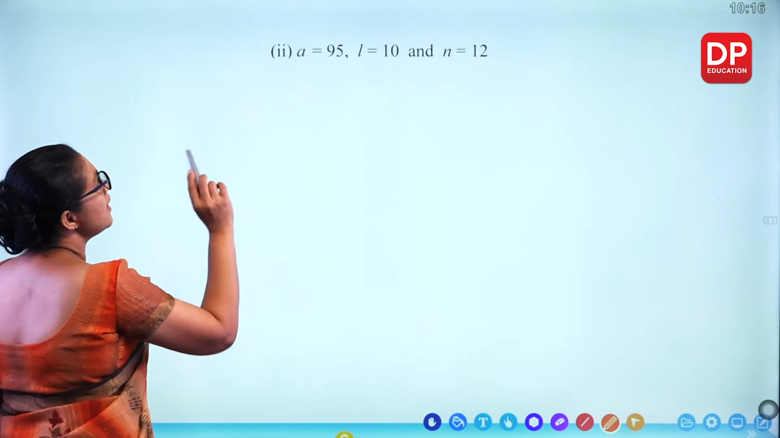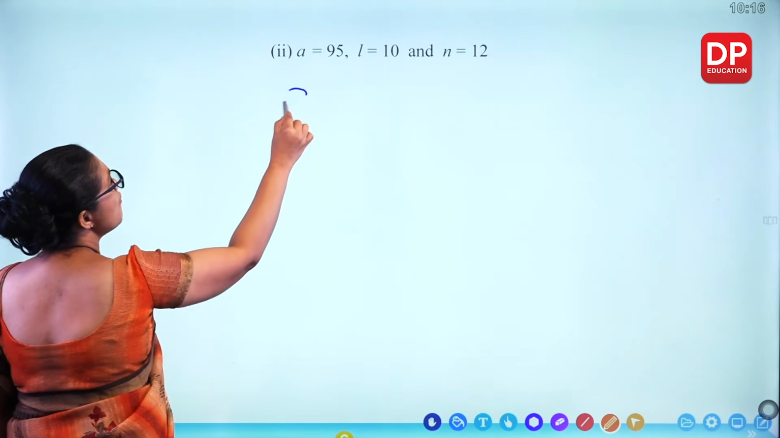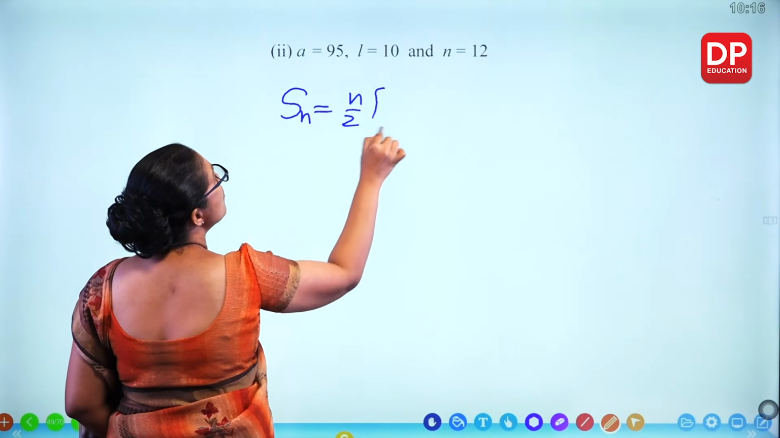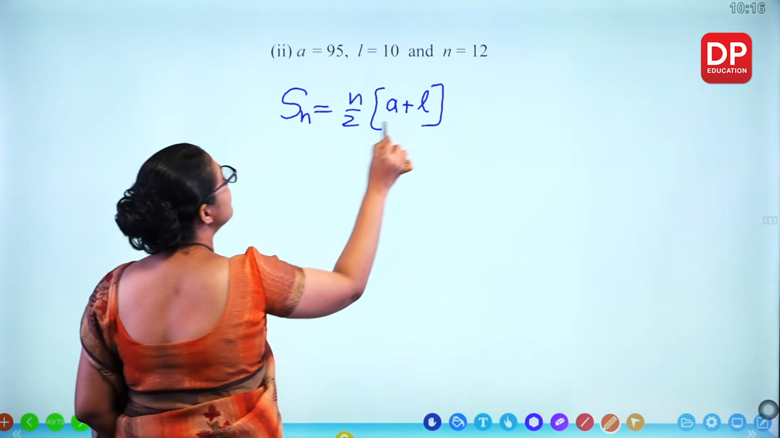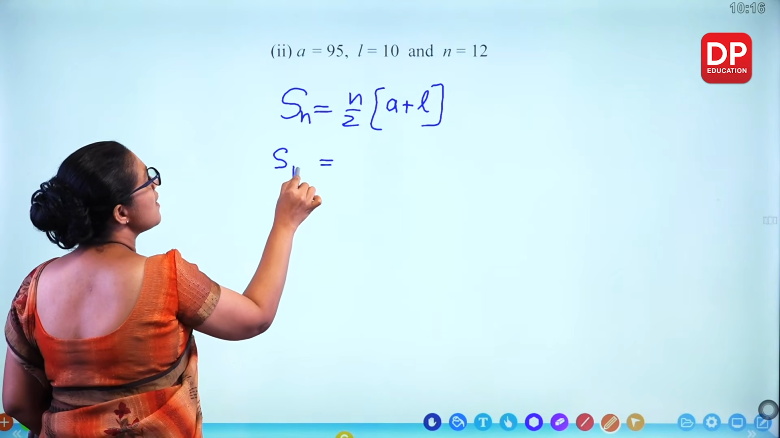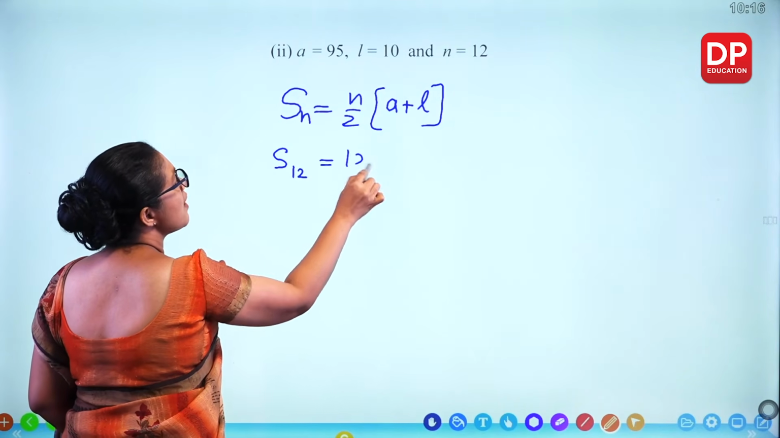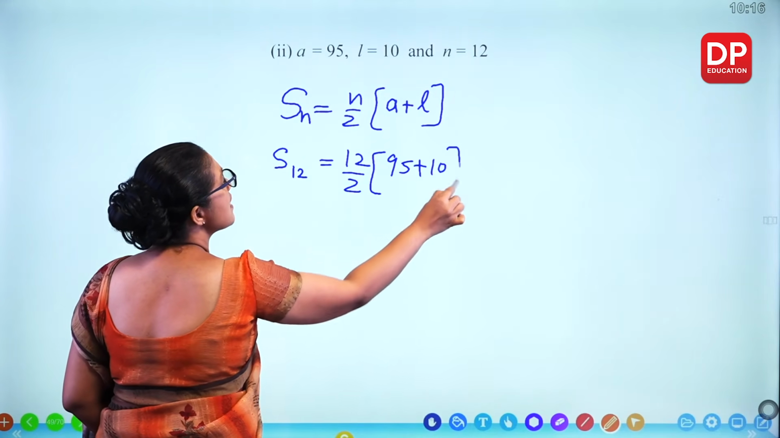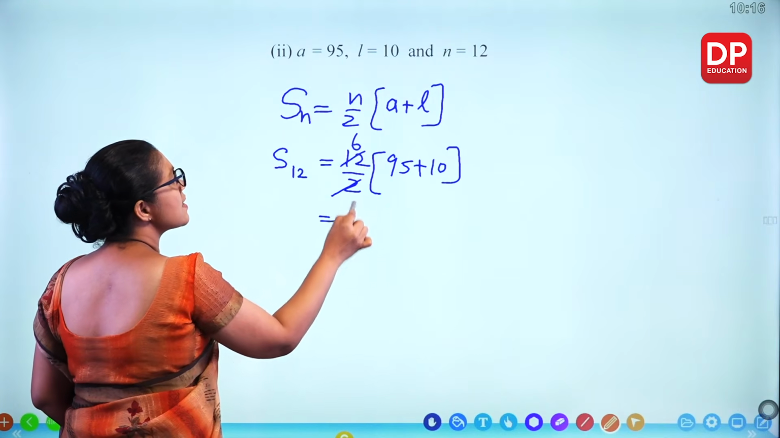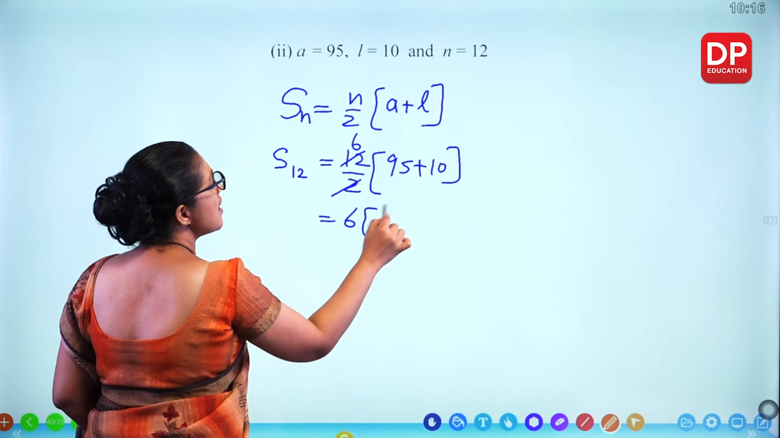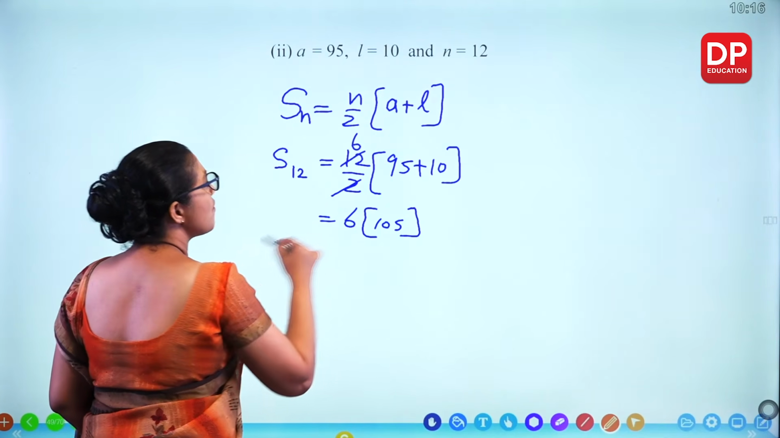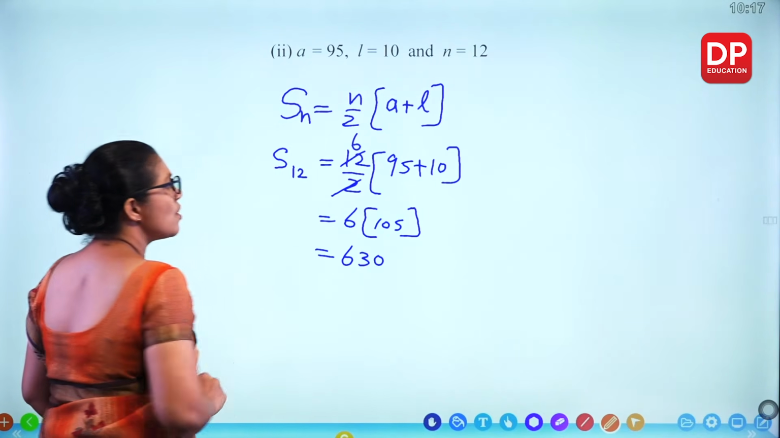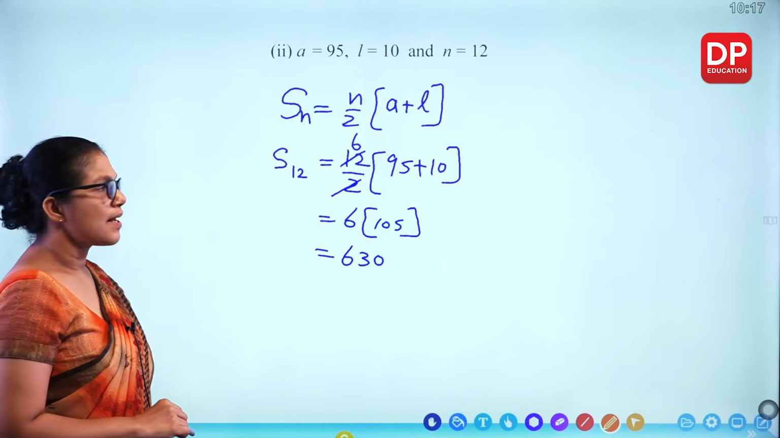This one, a is given, l and n. Same formula. Sn equals n over 2 (a plus l). S12, now we are finding. 12 divided by 2, a is 95, last term is 10. 2 times 6, 6 times 105. 6 times 5, 30, 6 times 1, 6. So 630 is the sum.